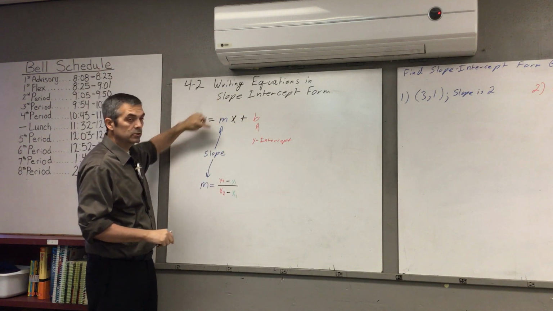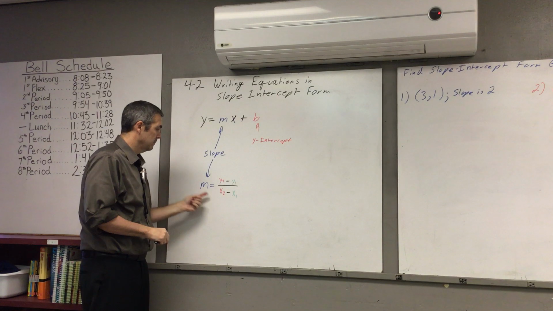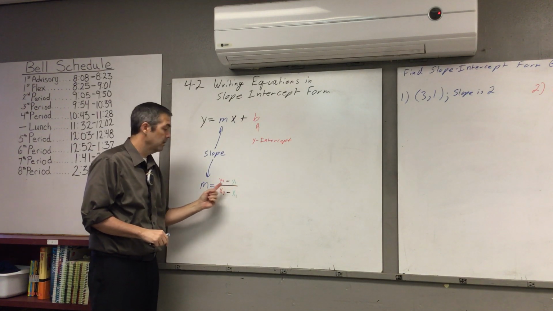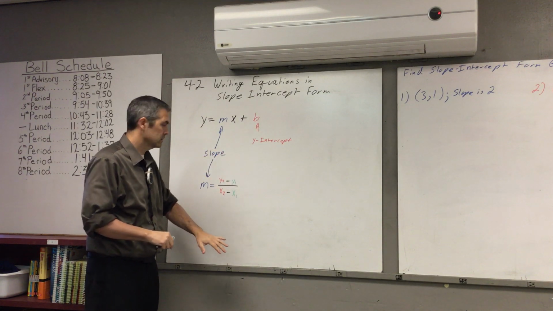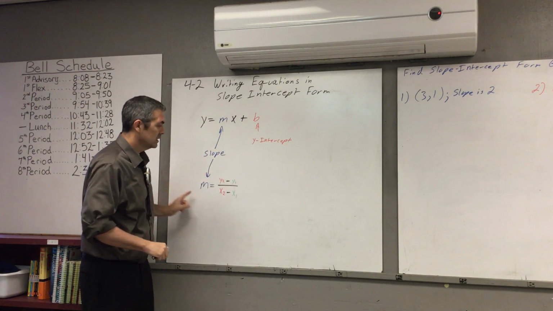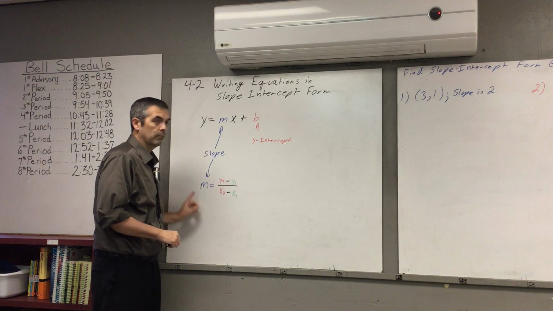You've got to know that m is your slope, and how you find your slope is with the slope formula. m equals y2 minus y1 over x2 minus x1, or the change in the y's over the change in the x's. Okay? If you can't do this, make sure you go back and review how to do slope, because this is really important for what we're doing.